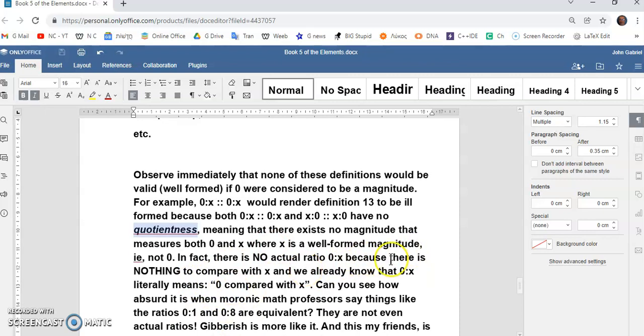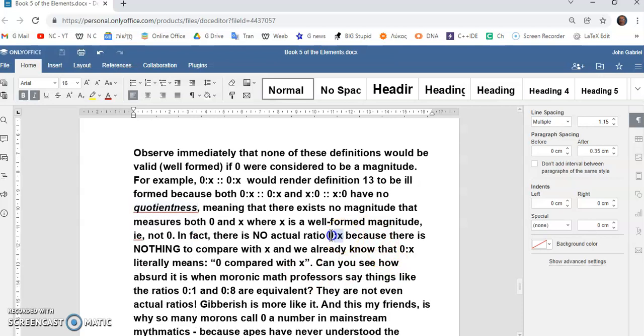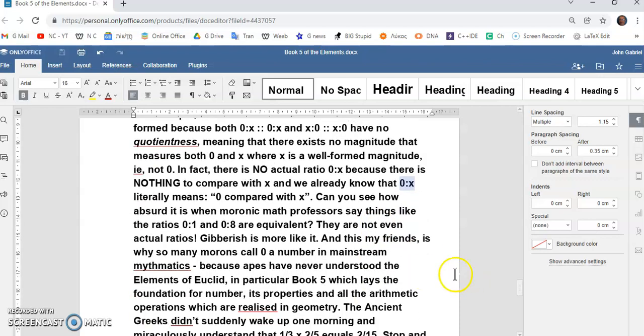So in fact, there is no actual ratio 0 colon x because there is nothing to compare with x, and we already know that 0 colon x literally means 0 compared with x.